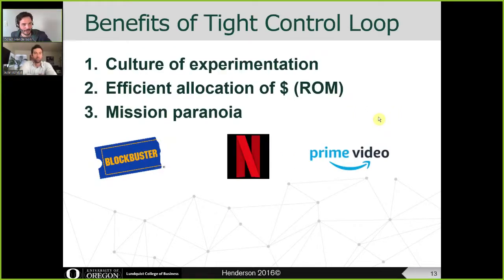Okay, so what are the benefits of having a tight control loop? I think the number one benefit is having a culture of experimentation. If you don't have a good feedback mechanism to see if what you're doing is going to help, you're less likely to take small risks and try to make changes. So the rate of experimentation would slow down, and usually it's a much more bureaucratic organization where any change needs to be approved by a manager, a manager, a manager. Versus if you have the good data, then you can just say, go ahead, try it, and we'll see if it works or not.